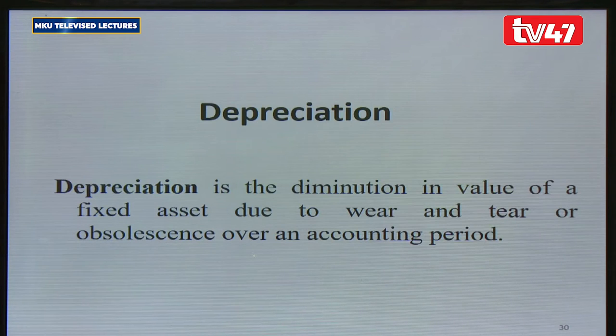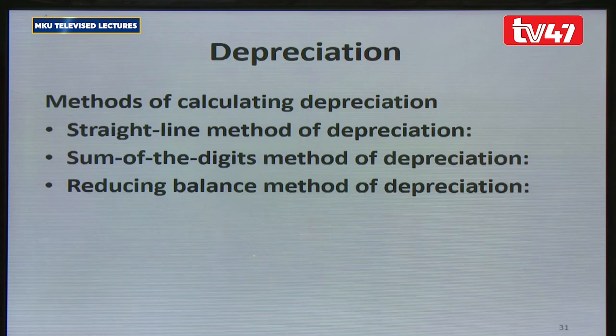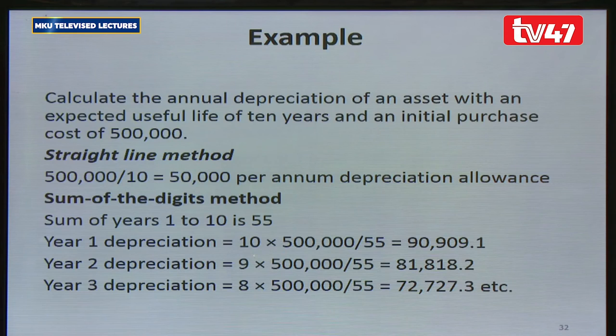Then depreciation. Depreciation is the diminution. Diminution refers to the decrease in value of an asset due to wear and tear or obsolescence over a given accounting period of time. There are basically three methods of calculating depreciation. There's the straight line method, there's the sum of the digits method, and then there's the reducing balance method. There are some examples you can see there.